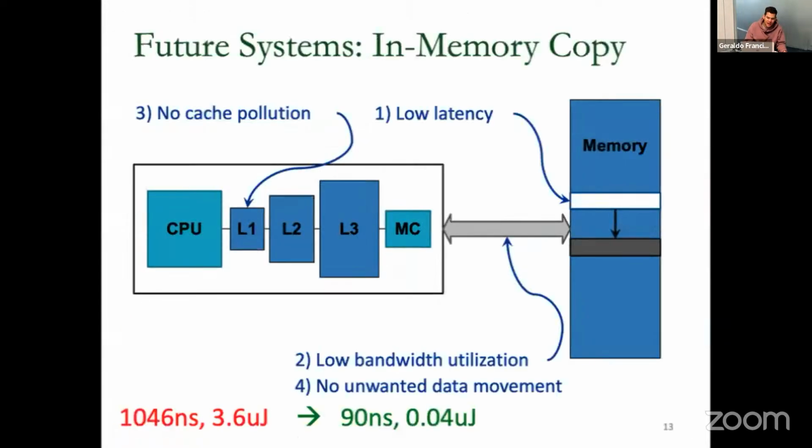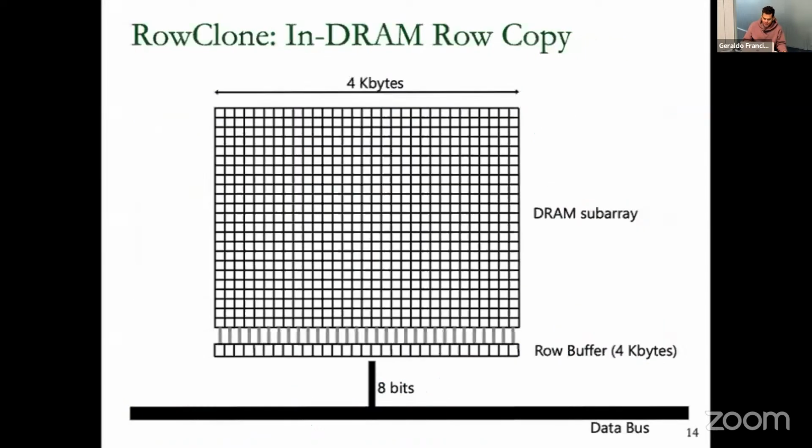So by using these operating principles of how you access DRAM, especially this activate command, we are going to be able to do in-memory row copies. So how do you do that? The key idea is quite simple, and it has been proposed by this paper from our group called RowClone.